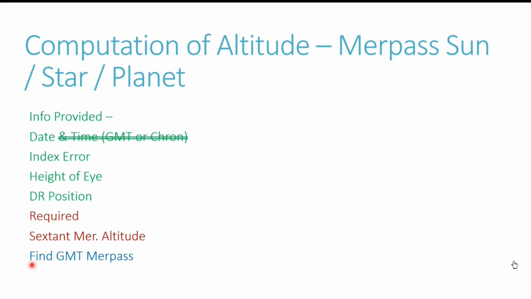The first thing we do, as we had done in the meridian passage questions also, is find out the GMT of meridian passage. It is found from the almanac. We have the LMT of meridian passage mentioned for sun, planets, as well as moon. For stars, it is not required. So from that LMT, we apply the longitude in time and we get the GMT of meridian passage of the body. From this time, we can obtain the declination of the body from the almanac. So declination is obtained.